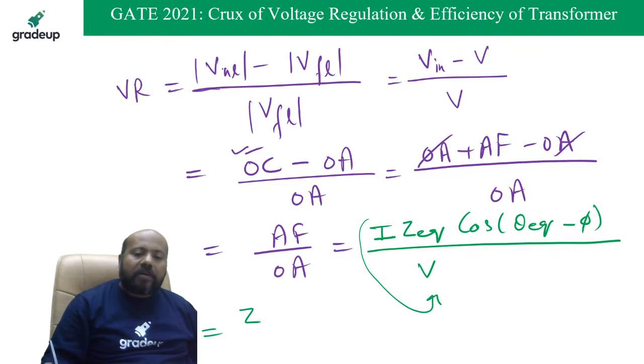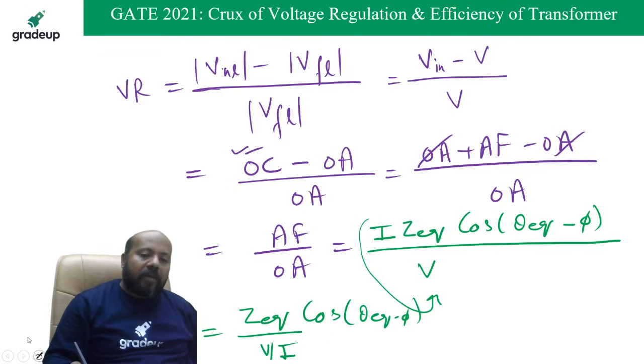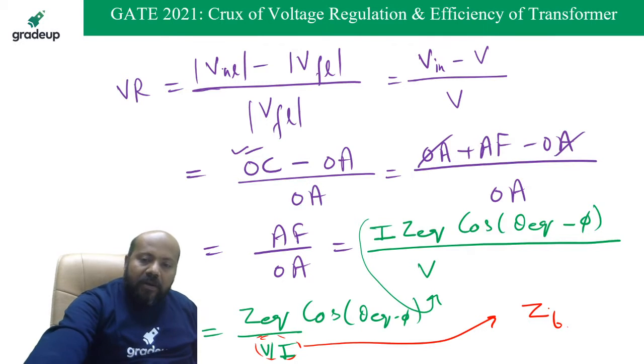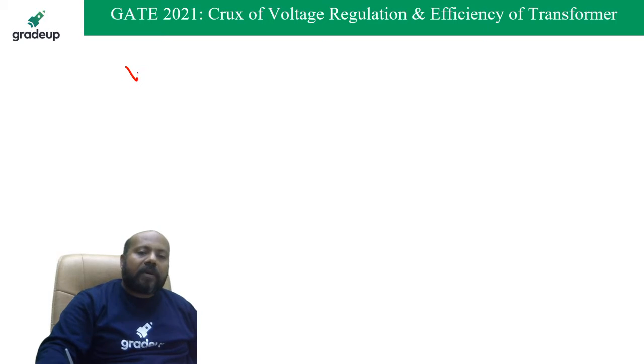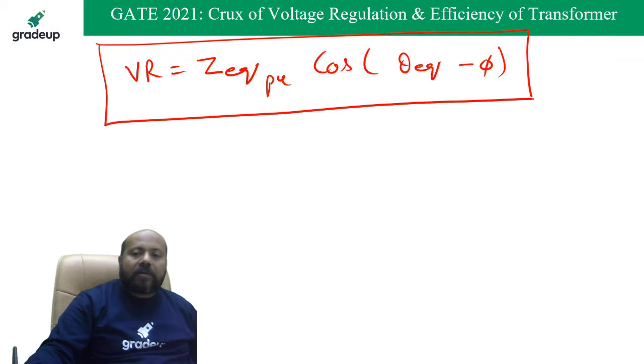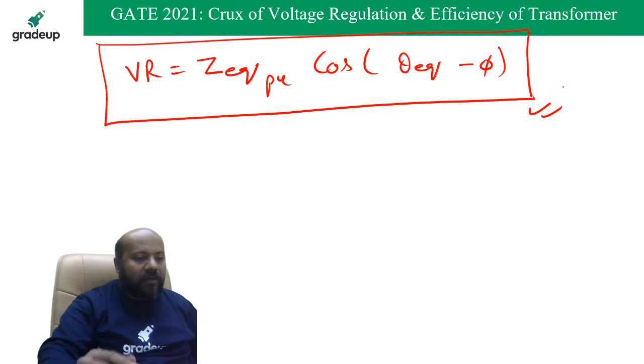So you can write Z equivalent cos of theta equivalent minus phi divided by V upon I. What is V upon I? It is rated voltage and rated current, you can understand. So this V upon I is going to be Z base. Yes, Rishabh Sarkar, input voltage. Now apply the per unit concept. So you can write the voltage regulation as Z equivalent per unit cos of theta equivalent minus phi. This is the final expression you are getting for the voltage regulation of the transformer.